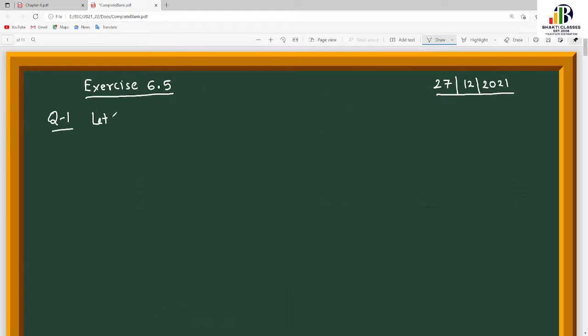let the consecutive numbers be x and x plus 2. Why x plus 2? Because they are even consecutive numbers. So the common difference is 2.